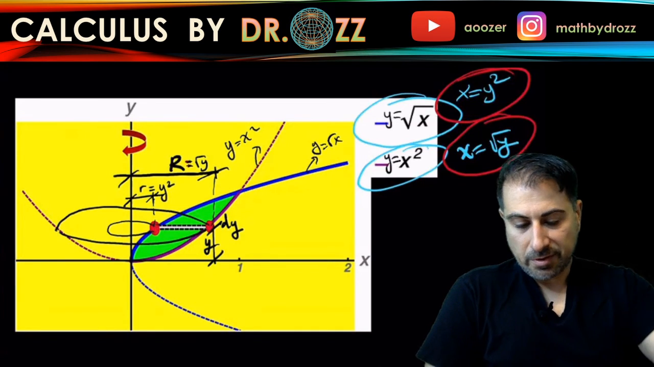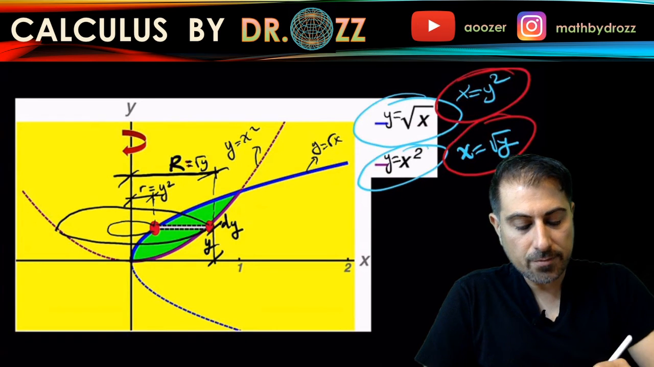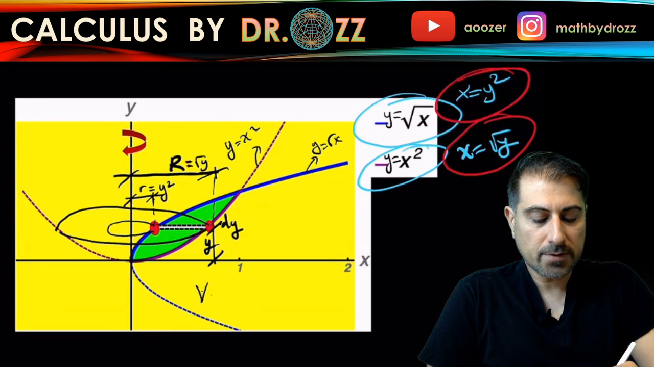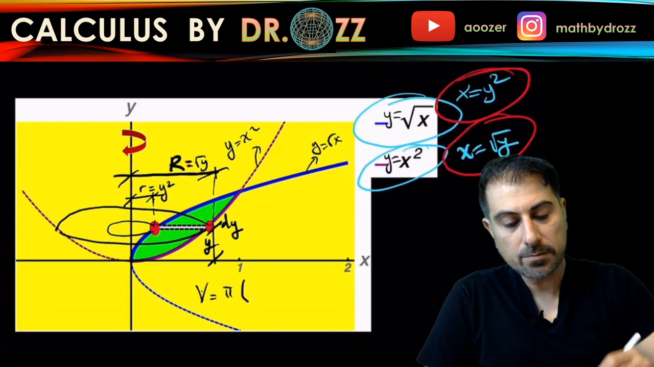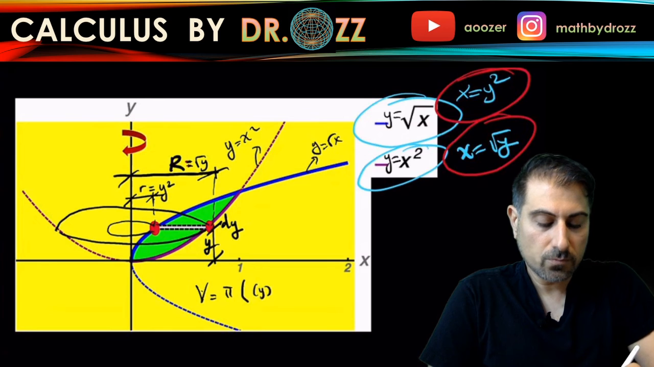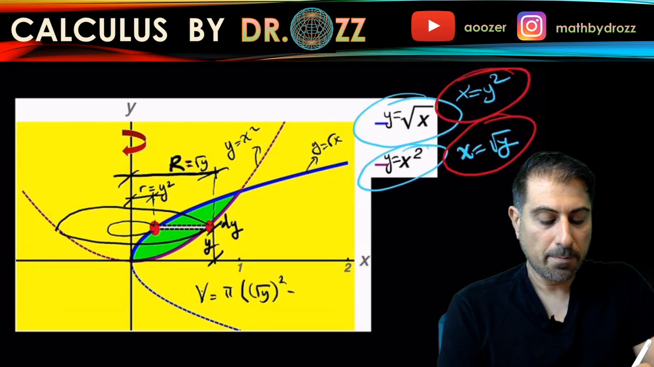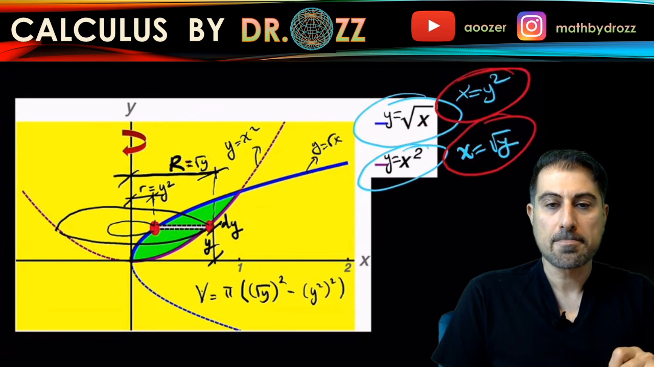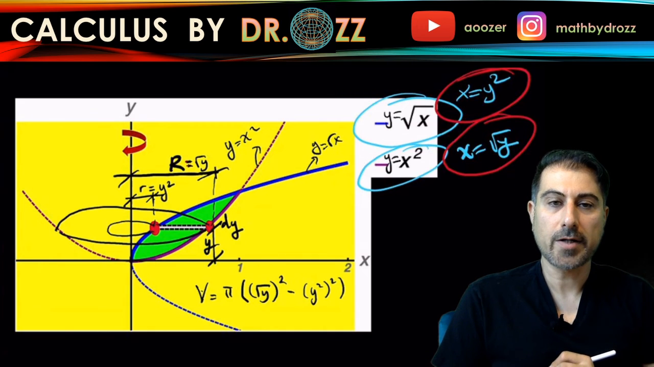So I think we're done, because we have the inner and outer radii written in terms of y. So let's go ahead and write down the volume of the representative washer. That's pi times capital R squared minus little r squared. So radical y squared minus y squared squared, times, this time, dy.